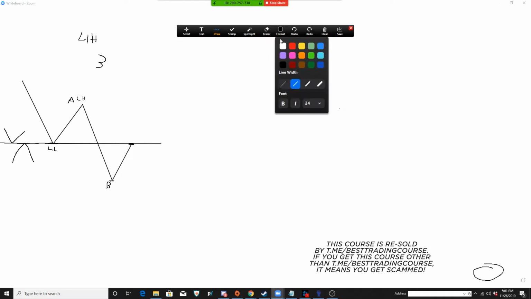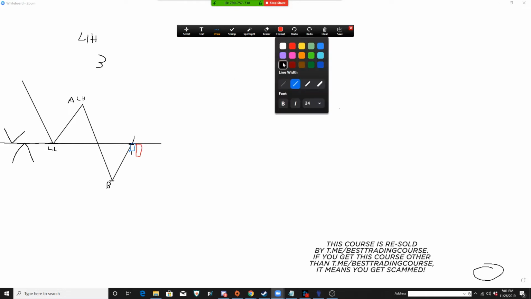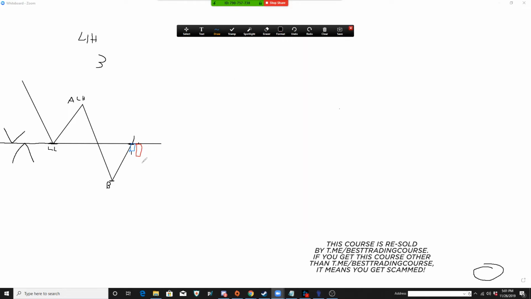And now all we're simply looking for is, let's say there's a bullish candlestick here, and let's say this specific bullish candlestick has a really big wick towards the top. What we're looking for is a bearish engulfing. I'm just going to draw a bearish engulfing there, where price closes under the previous low of that wick.